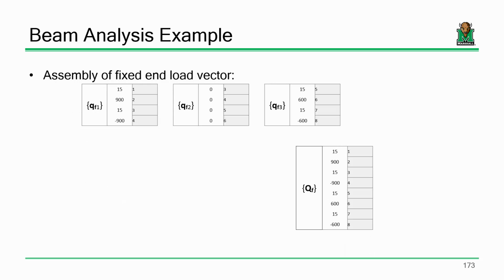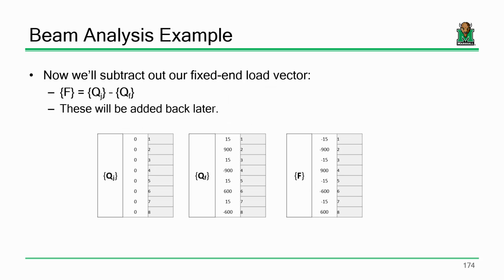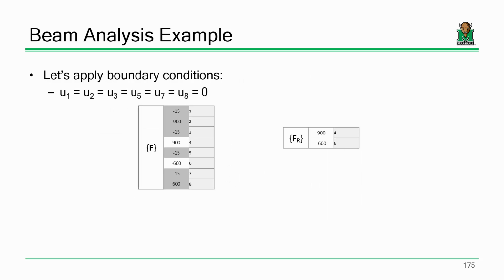Assemble it to get a fixed in-force vector for the whole thing. Here's where we say we've got a joint load vector. We have a fixed in-force vector. Right now we're going to subtract it. Later on we'll add it back. So we subtract it to get a fixed in-force vector for the whole thing. Apply our boundary conditions. Now we have a force vector that we can use for solution.